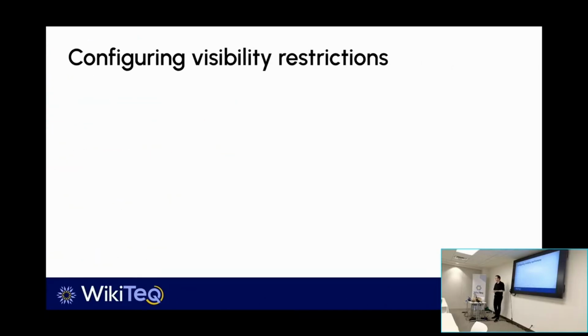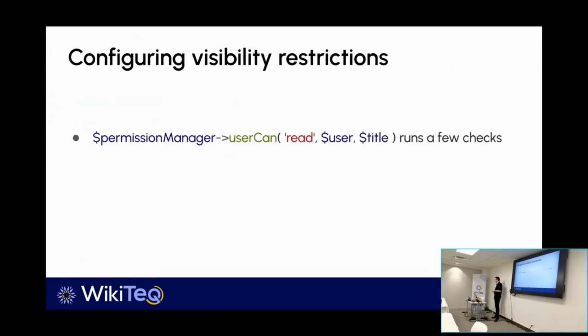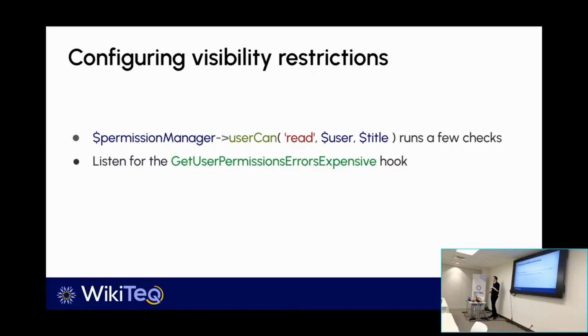And that's how we configure the visibility restrictions. The user can is going to run a few checks. We're going to listen for the get user permissions errors expensive hook. We don't need just the general get user permissions errors, because we know that A, this code path is going to use the expensive hook, and B, we only care about this code path. We only care about calls for user can for this hook in one exact place in image auth.